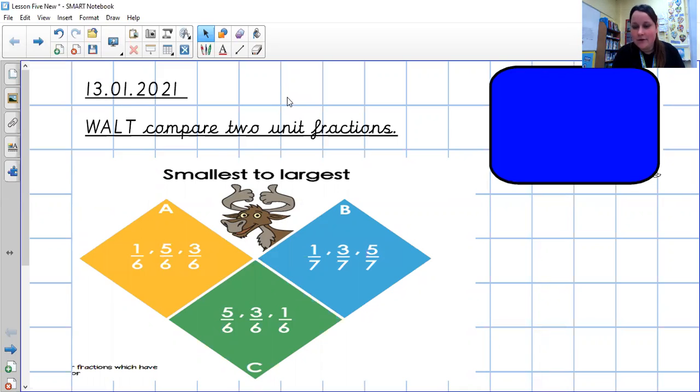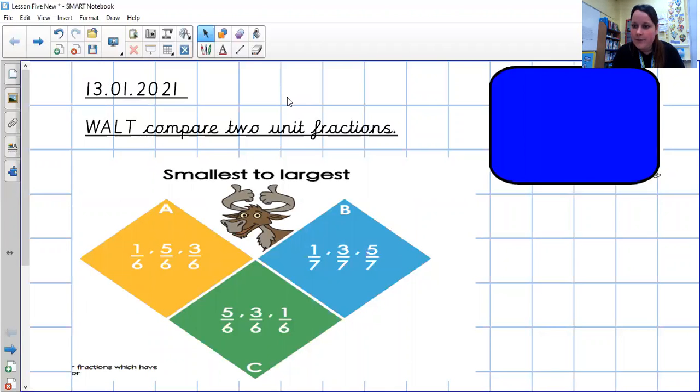On the board, we have got Colin, and he wants us to have a review of learning to see what we can remember from yesterday's lesson. So we have got A, B and C to choose from. A, Colin thinks he has ordered the fractions from smallest to largest. So we've got 1/6, 5/6 and 3/6. B, 1/7, 3/7 and 5/7. C, 5/6, 3/6 and 1/6.